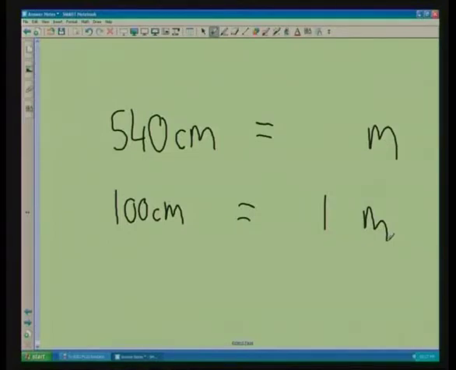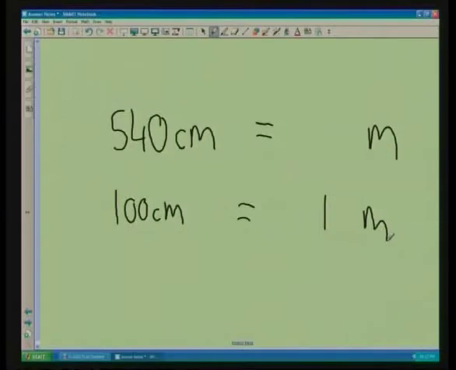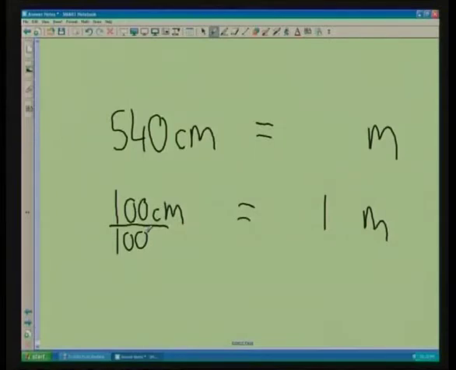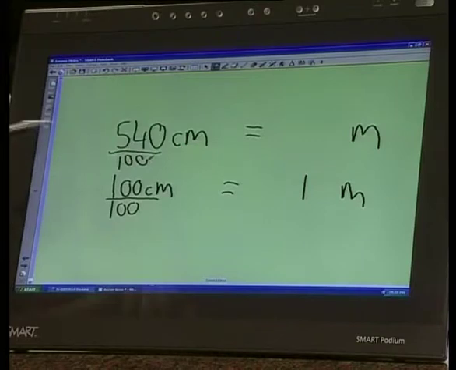Well, how do we turn 100 into the value 1? What do we do to get 100 to make it a 1? We divide by 100. Remember, if I'm dividing by any value which is the same at the top as it is at the bottom, the answer is always 1. So to get from 100 to 1, I've got to divide by 100. We did that there, so we've got to do the same thing here at the top. We're going to divide the 540 also by 100, and that will give me my answer in meters.